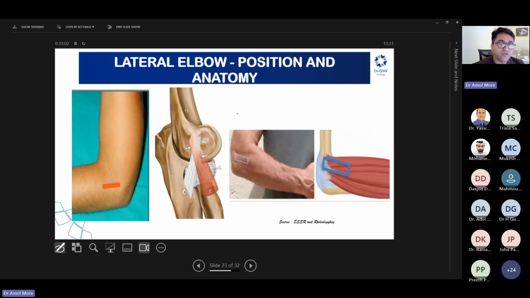Next plane for the assessment of the elbow joint is our lateral elbow. In lateral elbow, this is the probe position. We locate the lateral epicondyle, and with this in longitudinal plane, we keep our probe. We assess for the common extensor tendon origin, and we assess for the radial collateral ligament.